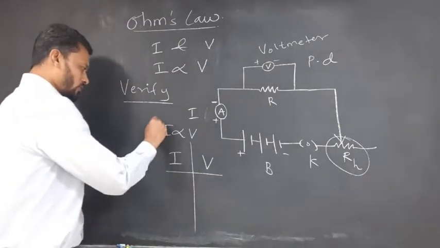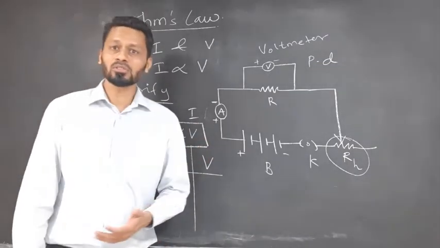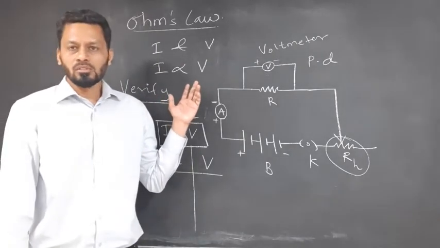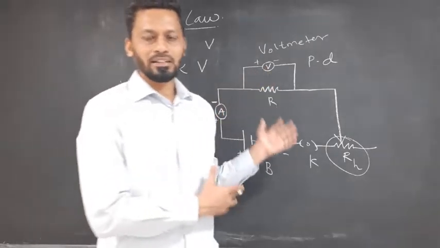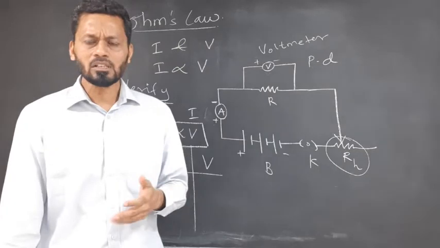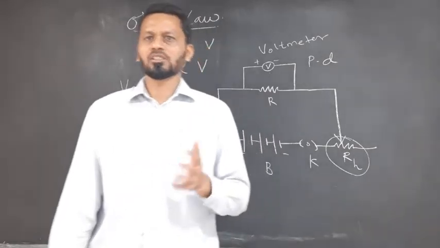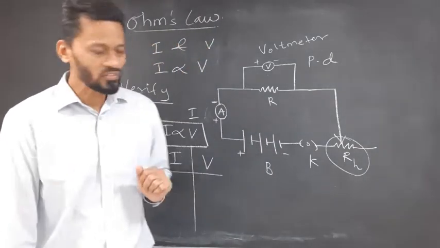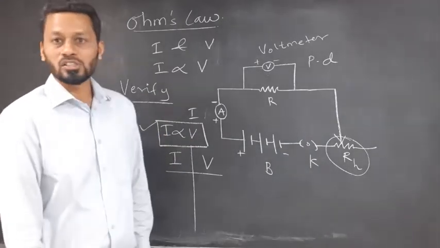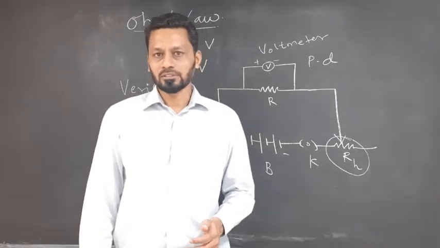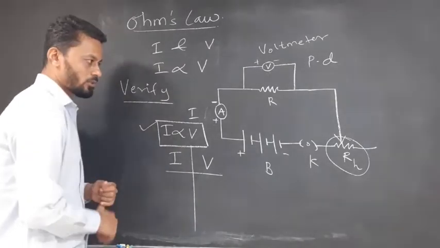So basically, if they ask you what is Ohm's law, what is the statement, what is the definition, Ohm's law's definition is that so long as the physical condition of a given conductor remains the same, that means the physical state, there is no change in the state, and also the temperature across the given conductor should be constant. Only if these two conditions are satisfied, then the current flowing across the circuit will always be directly proportional to the potential difference applied across the conductor. So this is what verification of Ohm's law is all about.